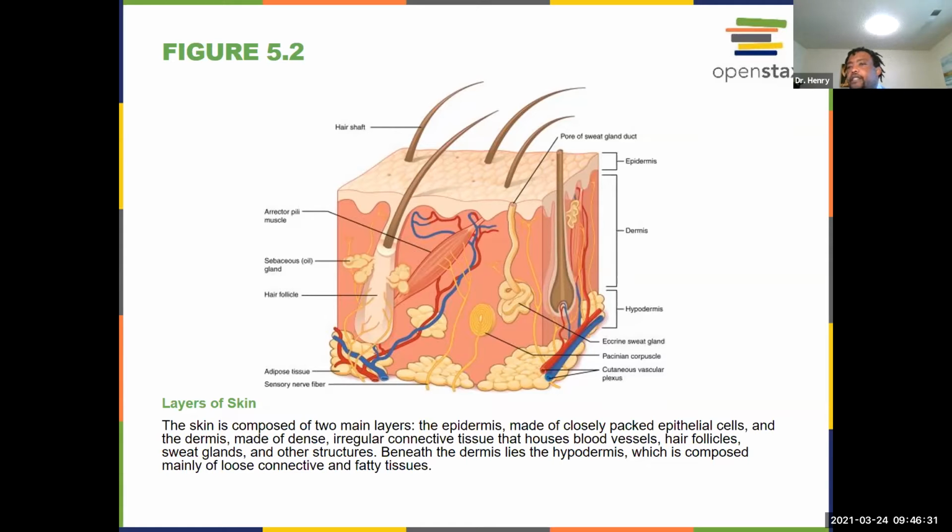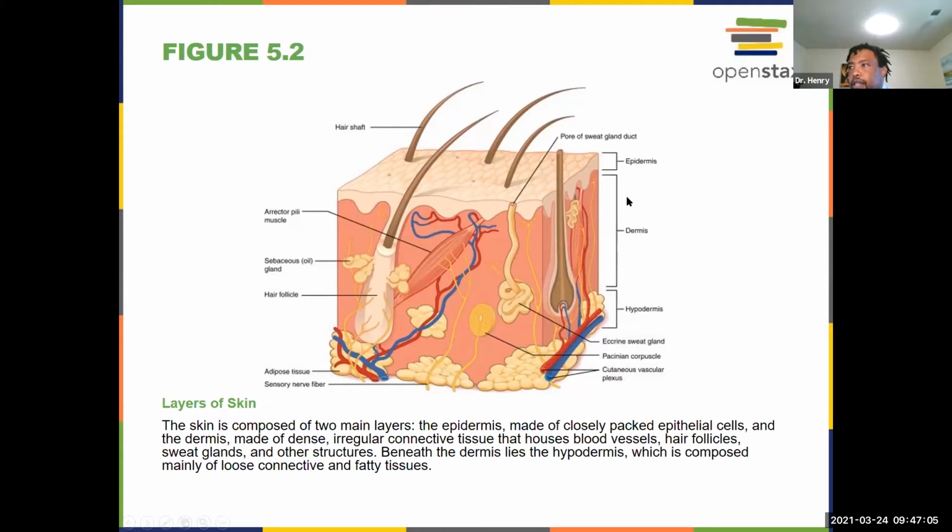Okay, so this here is basically a diagram of the skin. You guys see the layers, right? We have the epidermis, the dermis, and the hypodermis. Epi is typically surface, so it's the top. At the top of the skin, we have a nice thick layer of the epidermis, which is made up of epithelial cells that are nicely compact. Then we have our dermis layer.